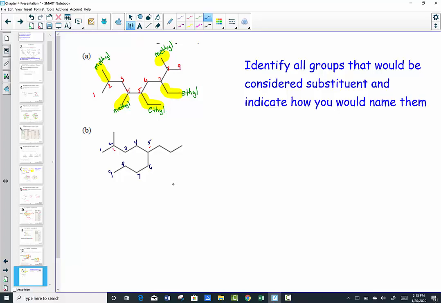So the parent, again, is a nonane. I could write that up here as well, couldn't we? Because that's the parent name, 9 carbons ending in ANE. Here I have a substituent branch, 3 carbons long. And here's the next substituent, that is 1 carbon. 3 carbons would be called propyl, and 1 carbon would be called methyl.